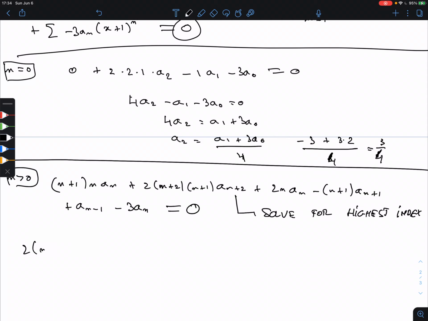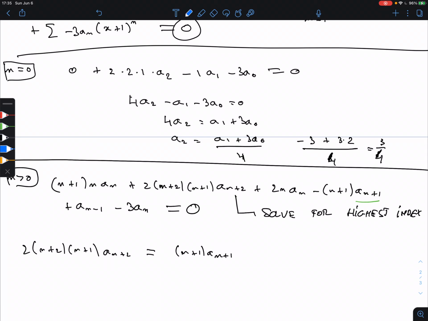So (n plus 2)(n plus 1) a_(n+2), and the rest we bring to the other side. Now, notice that there are some like terms that I should take care of as well. Let's take them in order. It's good to organize your work here because there are so many terms. So n plus 2, what's the next one? n plus 1. Let's see what the coefficient of that is. That is minus (n plus 1), and I'm bringing it to the other side, so it actually becomes a plus. So plus (n plus 1) a_(n+1).